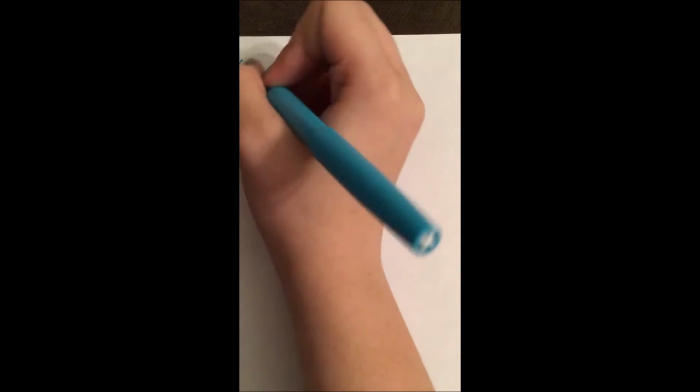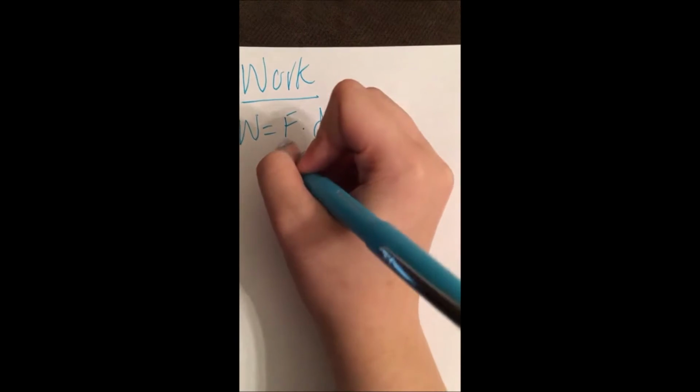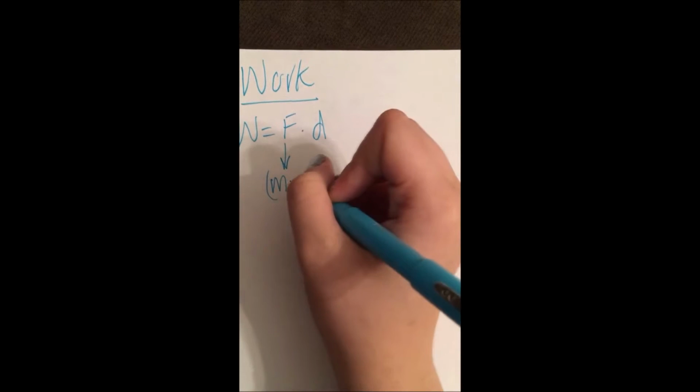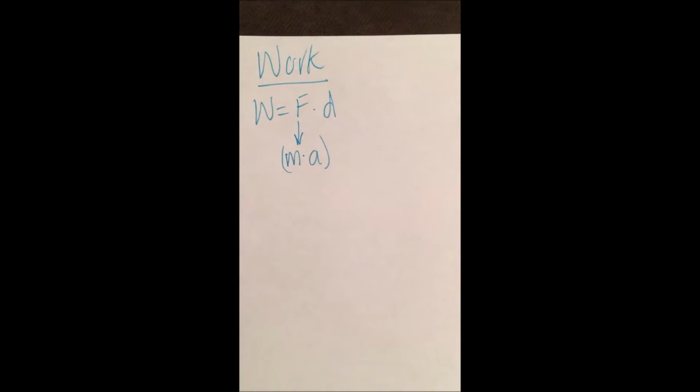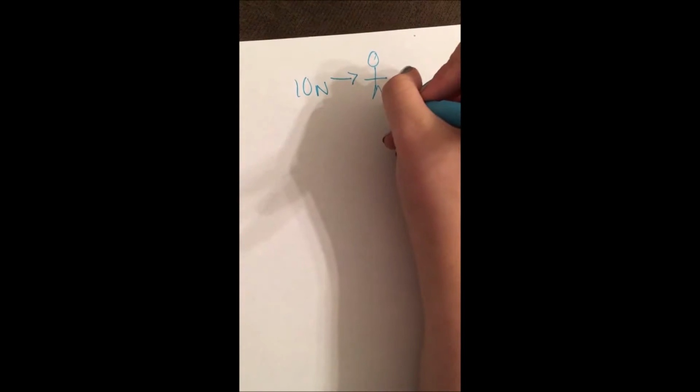Okay, now we're going to solve some examples with these formulas in real life situations. In this example, we are going to calculate work. The equation for work is force times distance. And we know that force is also mass times acceleration. This example asks us to calculate the work done if a 10 Newton force acts on a body and it moves at a displacement of 2 meters.